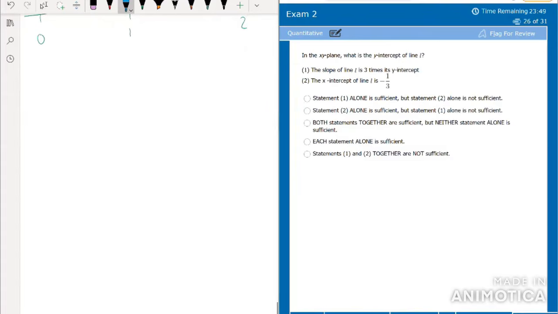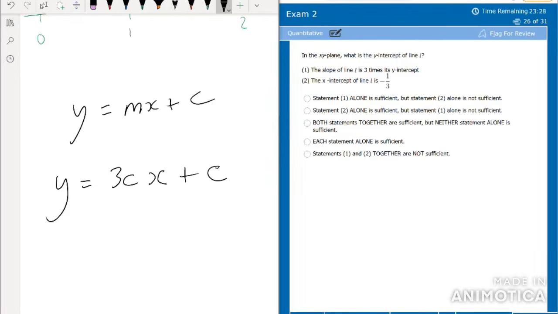What is the y-intercept of line L? Okay, so we've got y equals mx plus c as our line. The slope of line L is 3 times its y-intercept. So in other words, that changes it into y equals 3cx plus c. Well, that alone clearly hasn't told us what c is.